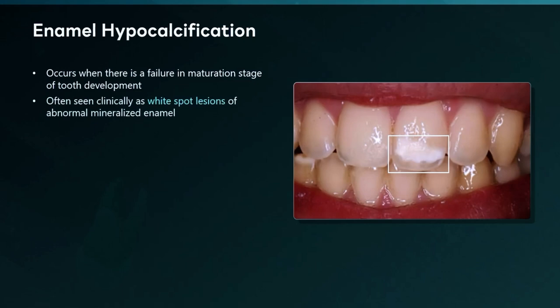Notice the white spot here on the upper left central incisor. We can see that it is white and chalky in appearance and tends to have a tannish, whitish cream color. These teeth are more prone to sensitivity, decay, and often erosion.